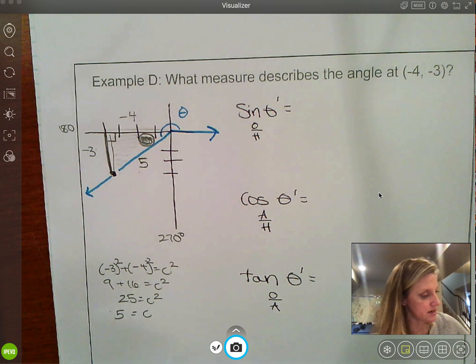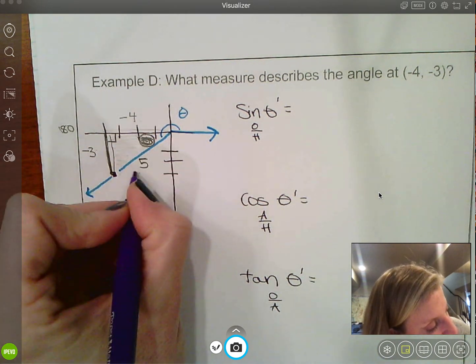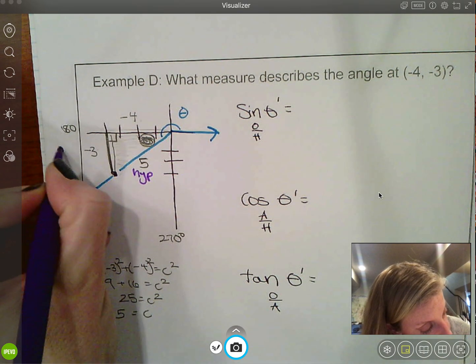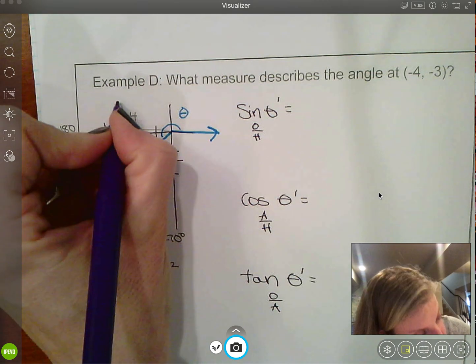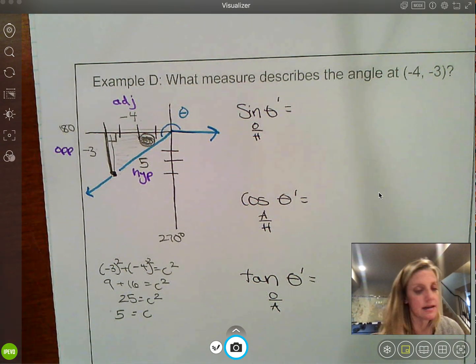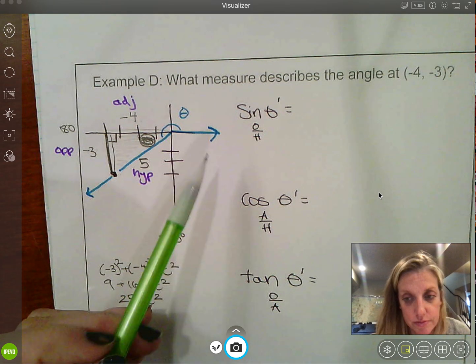Let's maybe label these. I already goofed it up. From the reference angle, the hypotenuse is 5, the -3 is across, it's the opposite, and the -4 would be the adjacent. So just by taking a minute to write those down, it could help.